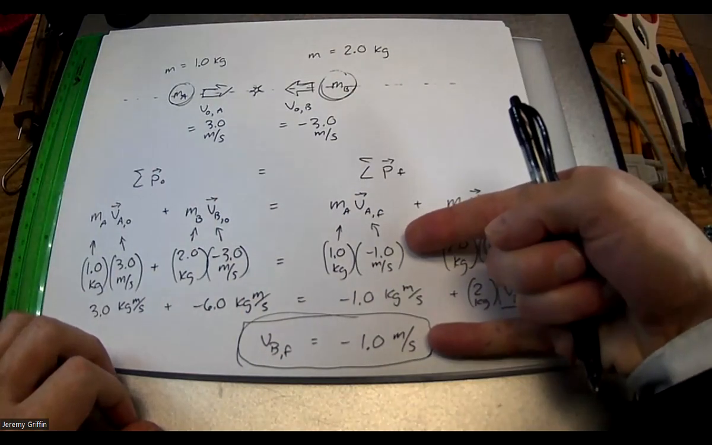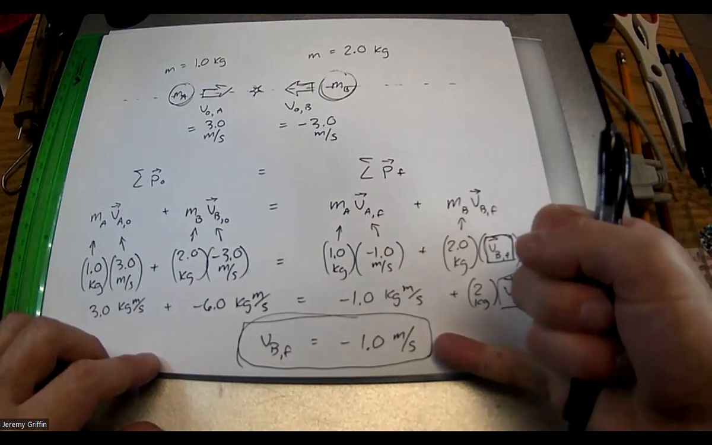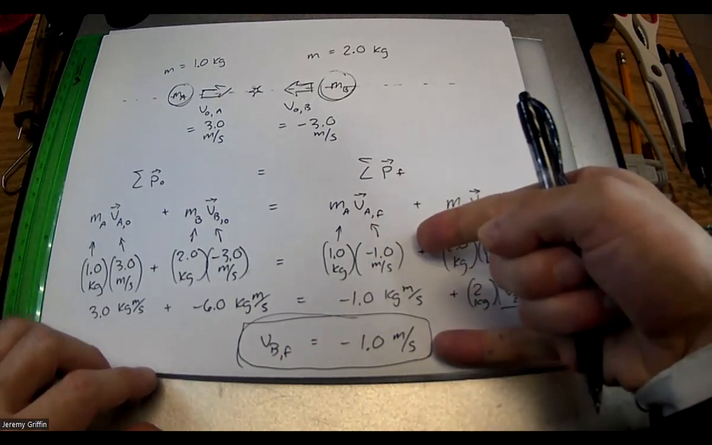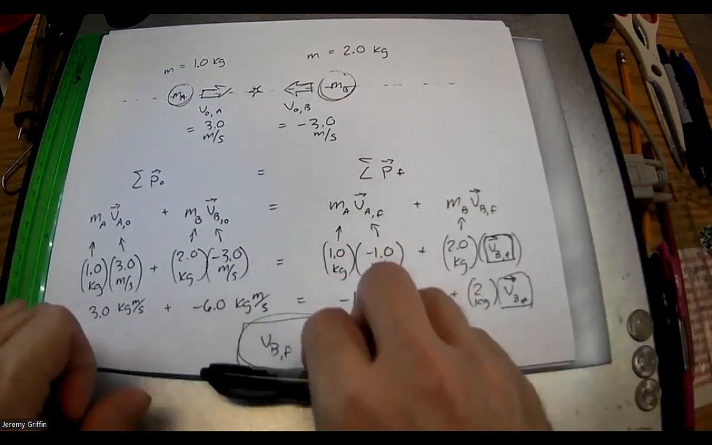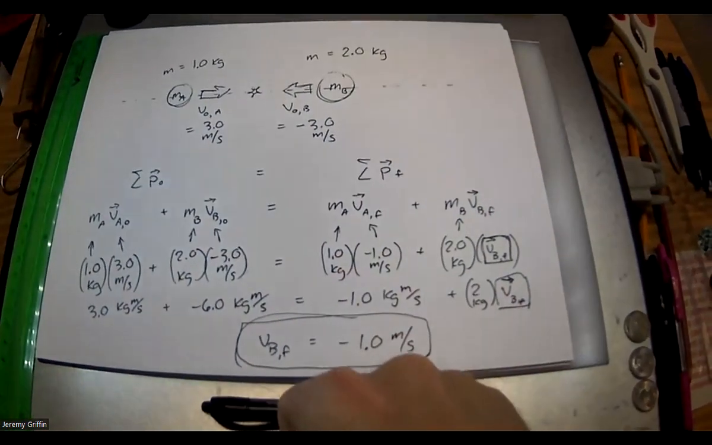You guys see these 2 speeds, two final velocities? Here's the final velocity of object A. Here's the final velocity of object B. Ooh, the fact that they're the same number tells you what happened during the collision. They stuck together, right?